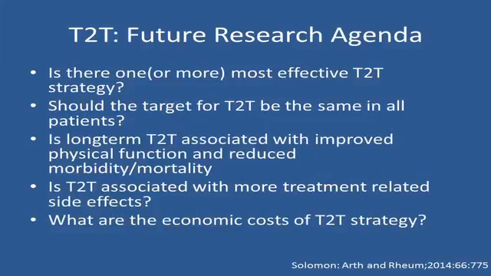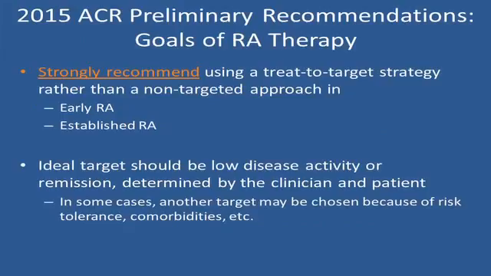And then their research agenda, is there one or more effective treat-to-target strategy? Should the target always be the same in all patients? Is long-term treat-to-target associated with improved physical function, reduced morbidity and mortality? What about the side effects, and what are the economic costs of being more aggressive, doing more testing, and so forth in the clinic? And then, again, I already showed you the algorithm for the preliminary recommendations as far as the treatment of RA therapy. In the body of that paper, they strongly recommend using a treat-to-target therapy strategy rather than a non-targeted approach in early RA and established RA. Ideal target should be either low disease activity or remission.